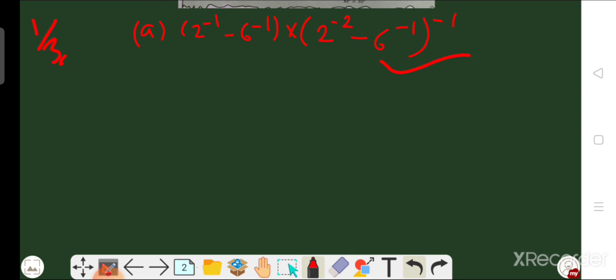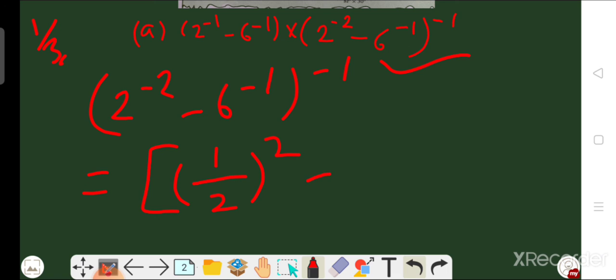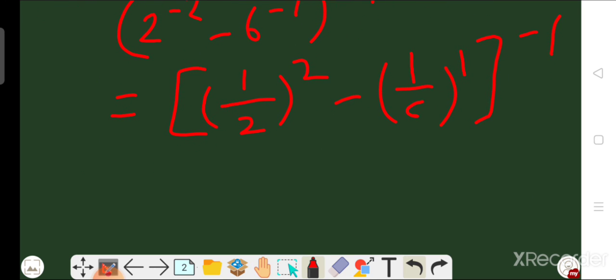solve this part. Okay. And this is equal to 2 raised to the power minus 2 minus 6 raised to the power minus 1 and the whole raised to the power minus 1. Okay. And this is equal to 1 by 2 raised to the power 2 minus 1 by 6 raised to the power 1 and the whole raised to the power minus 1. Now what do we have? This will become equal to 1 by 4 minus 1 by 6 and the whole raised to the power minus 1.